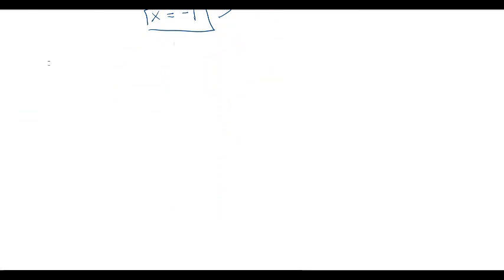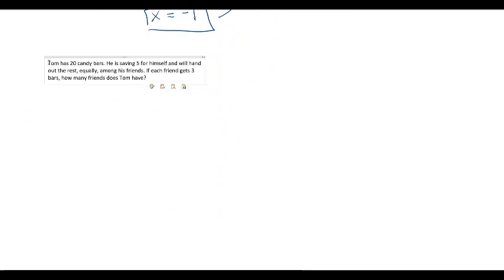And let's copy a word problem into here. Let's start with this one. Okay, what do we have here? We have Tom, who has 20 candy bars.